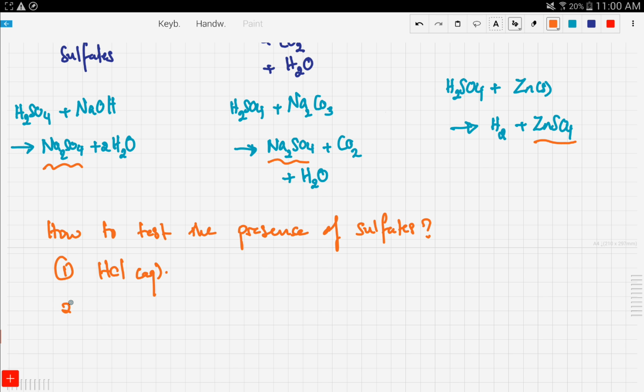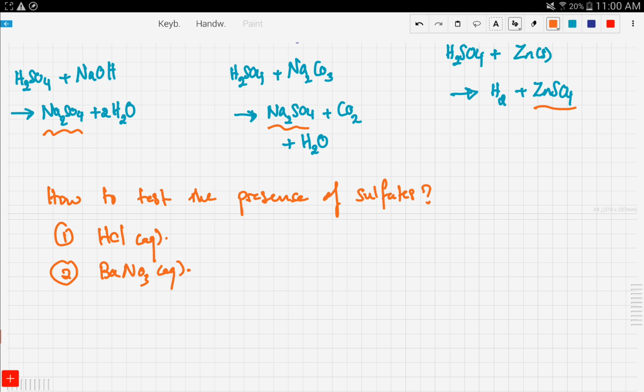And the second step is adding some barium nitrate, and then if a sulfate is present, then a white precipitate, and I call it PPT for simplicity, would be apparent, okay? If not, then there will be nothing. And if a white precipitate is present, then the solution will be cloudy and it would be obvious that there is a sulfate, okay?